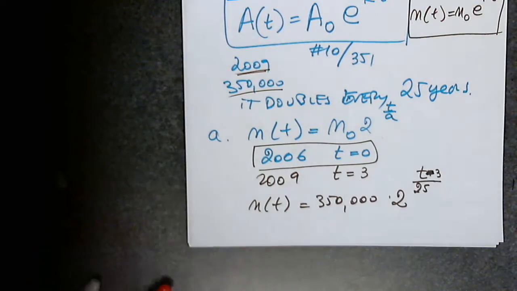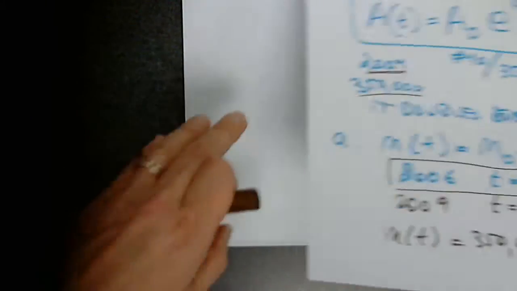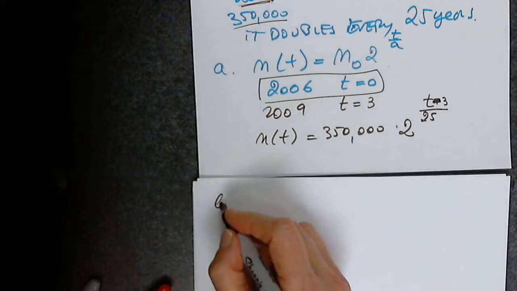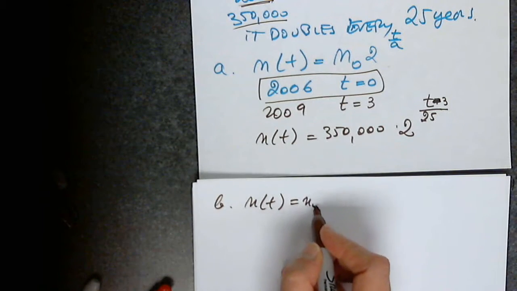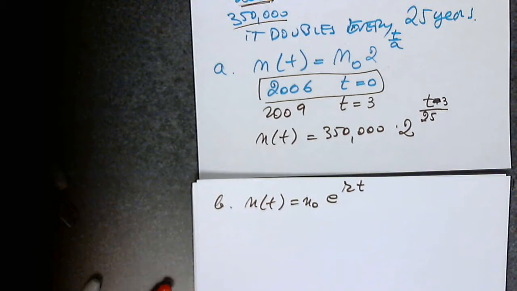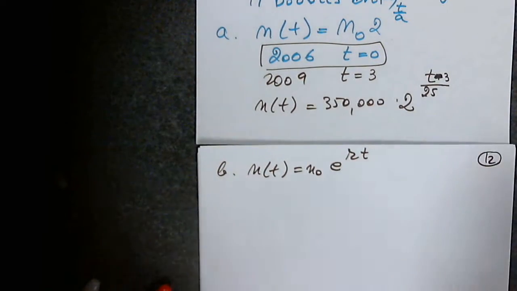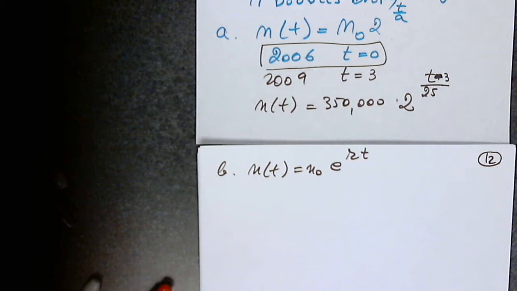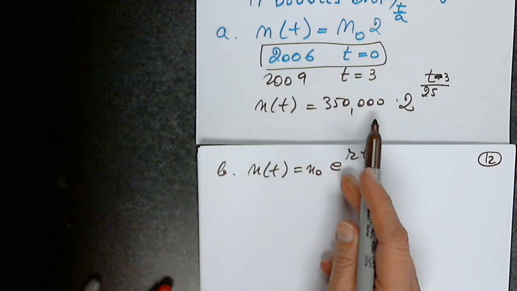Very good. Okay, part B. Find an exponential model, and this is what we are interested in. Find the exponential model N of t, which is N0 times e to the rt, for the population t years after 2006. So the initial population is still 350,000.